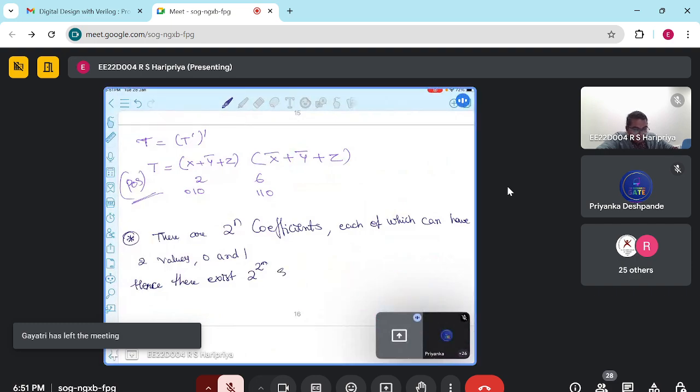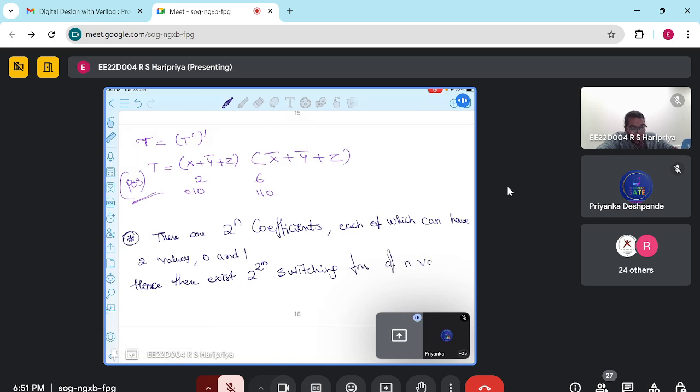Two to the power 2 to the power n, not minus 1. I don't know why they said minus 1. 2 to the power 2 to the power n switching functions of n variables.